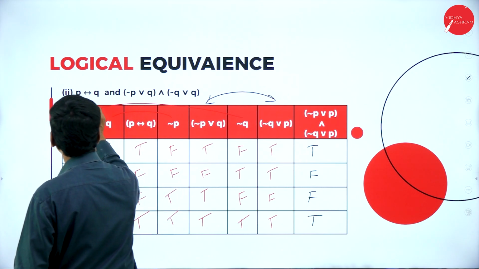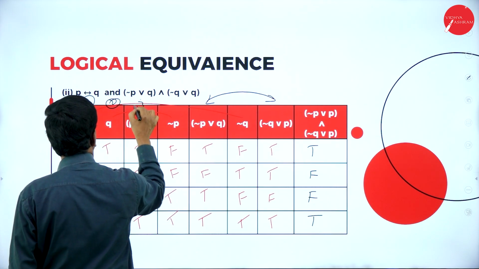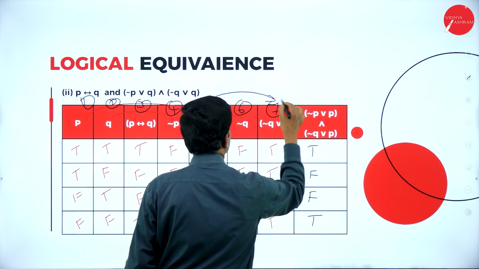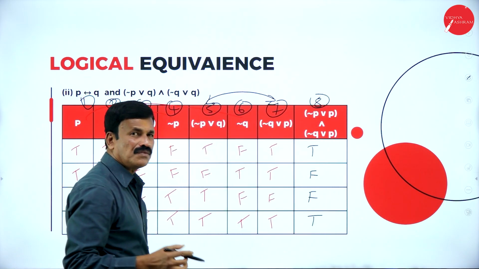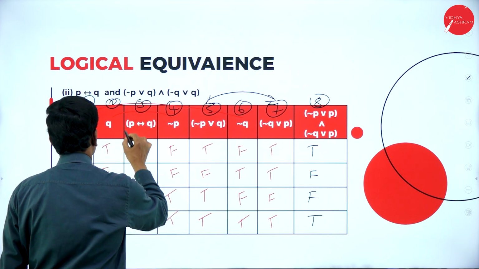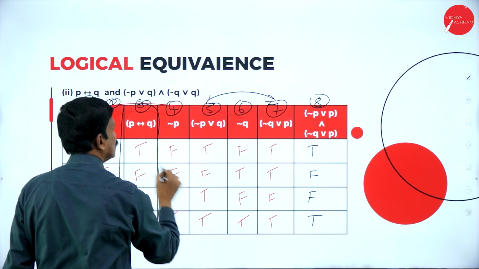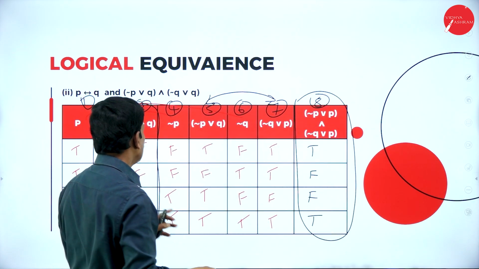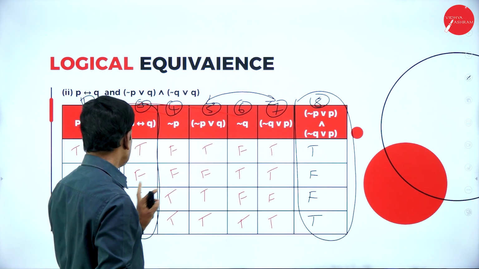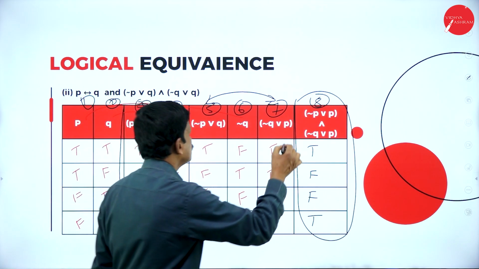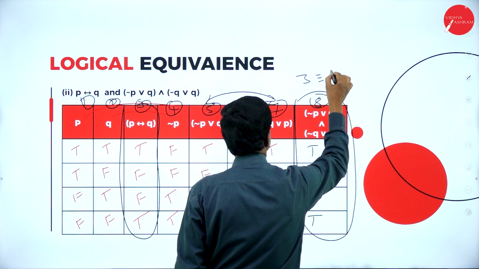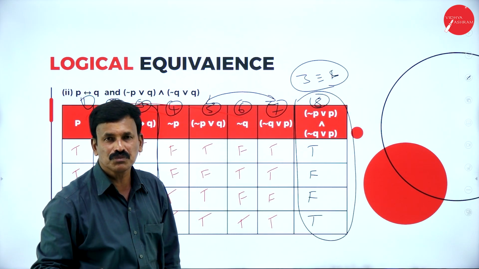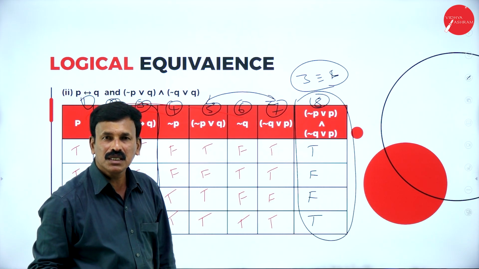So, let us represent this as first column, second, third, fourth, fifth, sixth, 7th and 8th column. So, verify the truth values in the third column and the last, 8th column. If they are equal, then they are logically equivalent. So, true, true, false, false, false, false, true, true. That means the third column is equal to the 8th column. The truth values in the third and 8th column are found to be the same. So, they are logically equivalent.